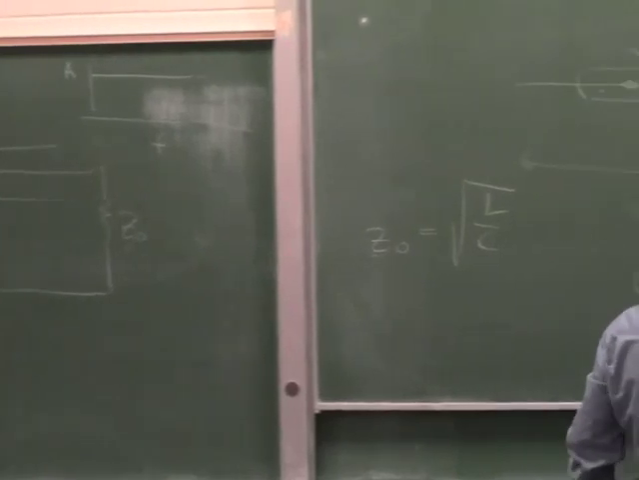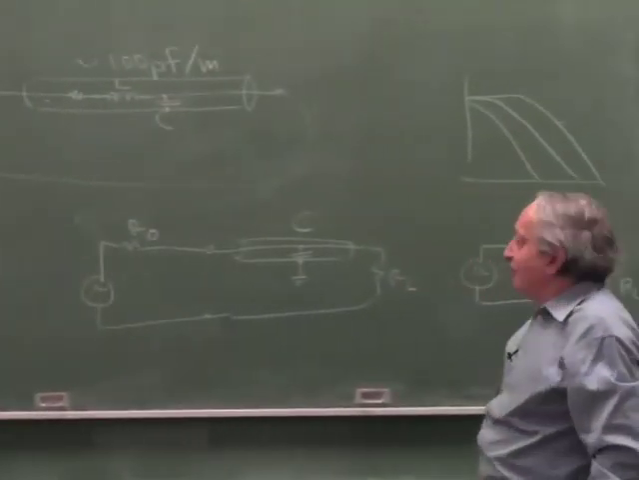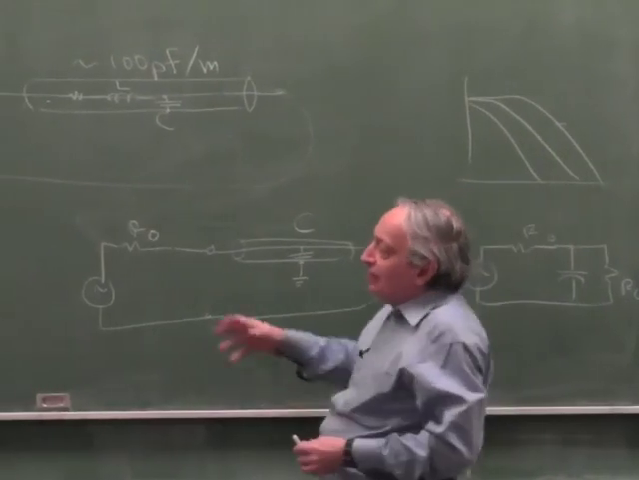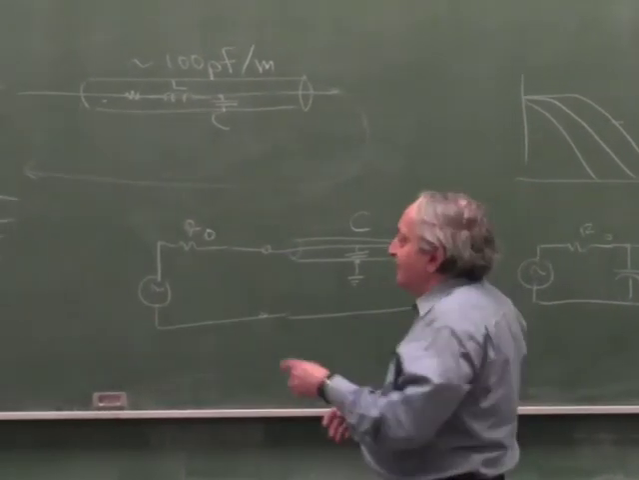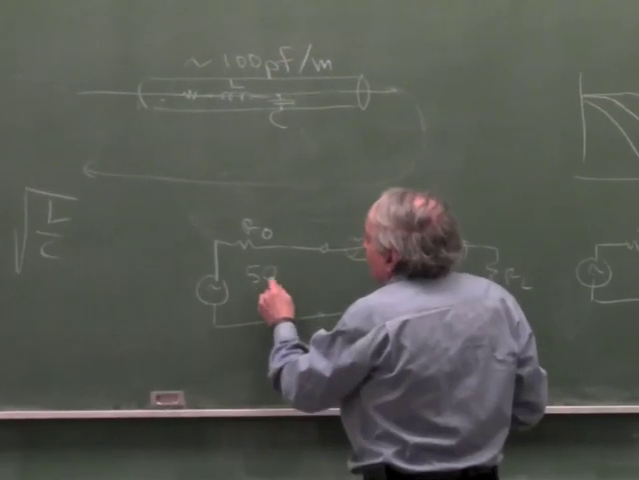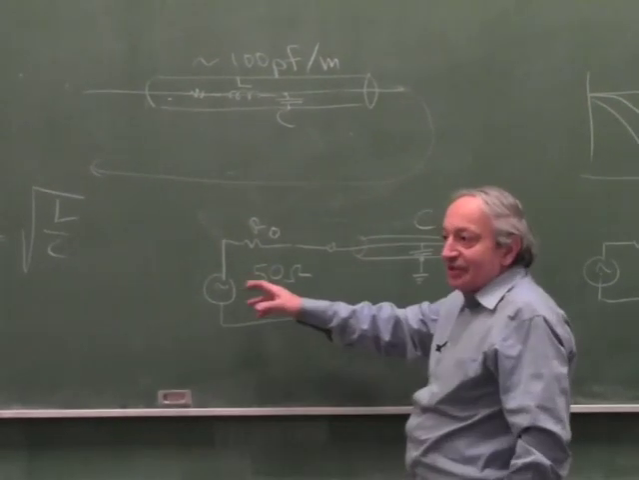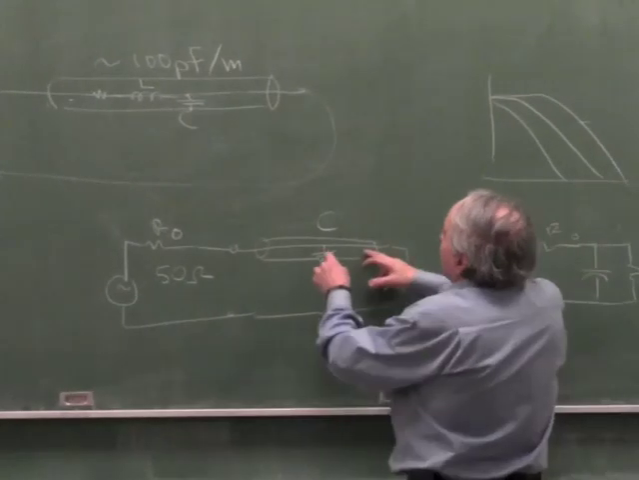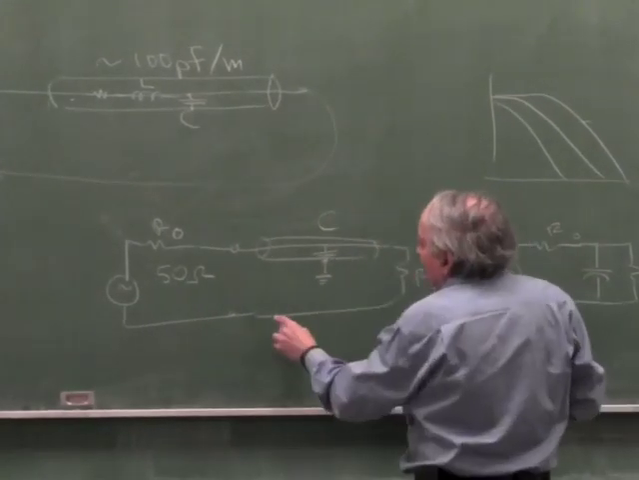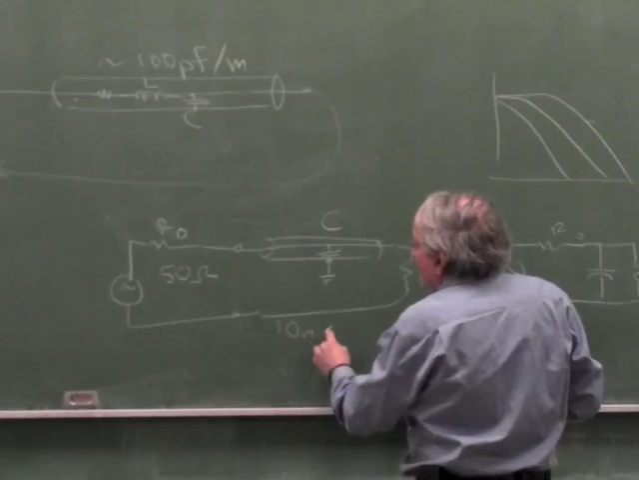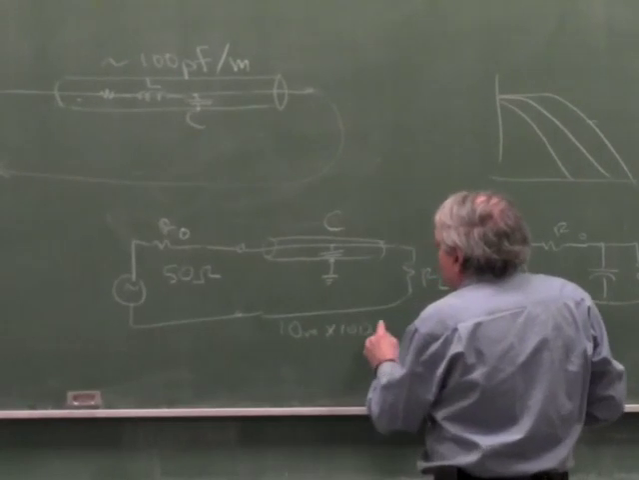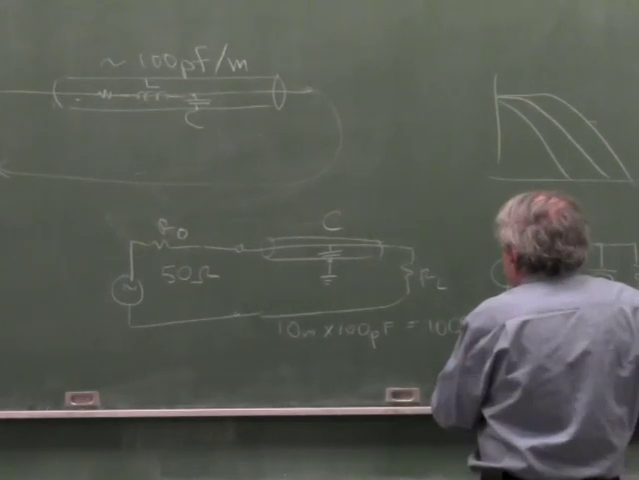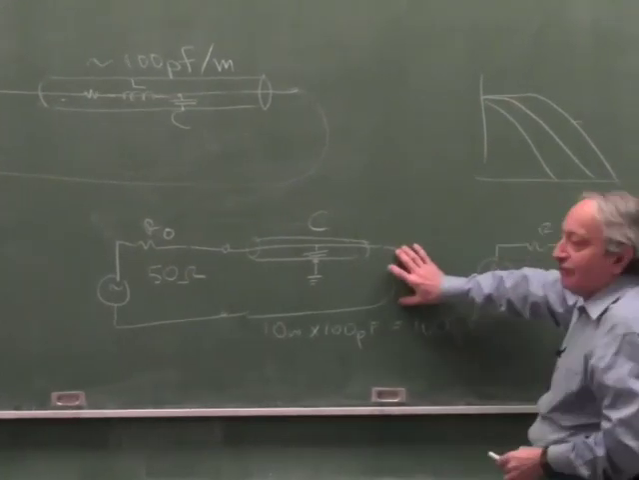But here, if I took real numbers, to make it very simple, I take a function generator, and all these things typically have a Z out of 50 ohm, because they're designed to drive coax. Okay? And say I connect to it 10 meters, just for example, times 100 pF per meter. So I'm getting a 1,000 pF load. And let's say this other side is very high, let's say infinity.